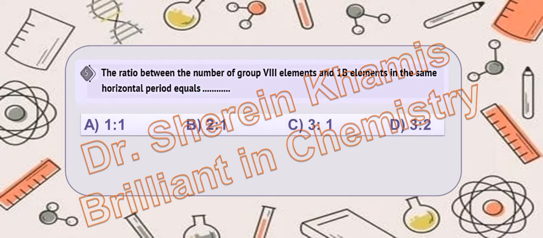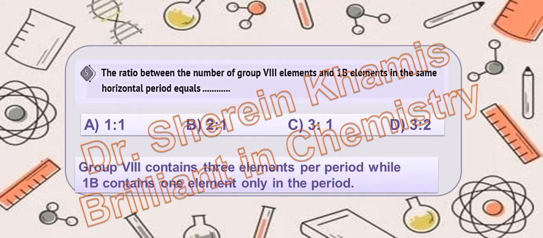We have choices here for the ratio between them: 1 to 1, 2 to 1, 3 to 1, and the last one, 3 to 2. We said that group VIIIB has 3 elements, each column containing one element. So group VIIIB contains 3 elements per period, while 1B contains 1 element only in the period.